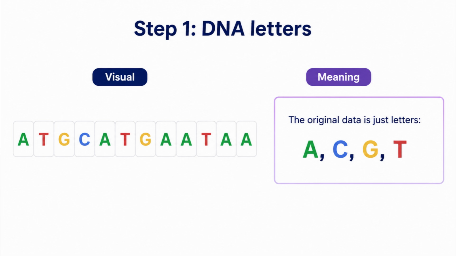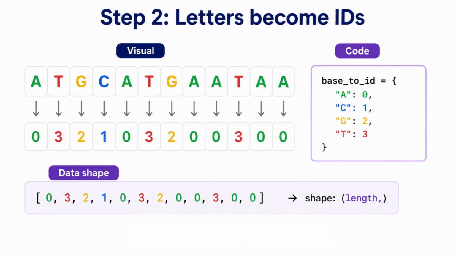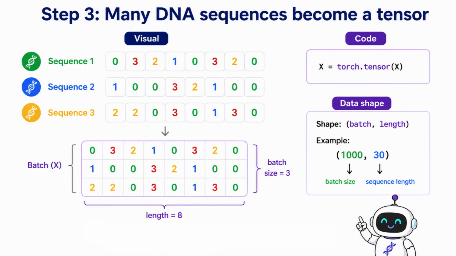Everything starts with a DNA sequence. At this stage, the computer only sees a long string of letters. Our example contains the 4 DNA bases, A, C, G, and T. Neural networks cannot directly process letters. So each DNA base is converted into a numerical ID. A becomes 0, C becomes 1, G becomes 2, and T becomes 3.